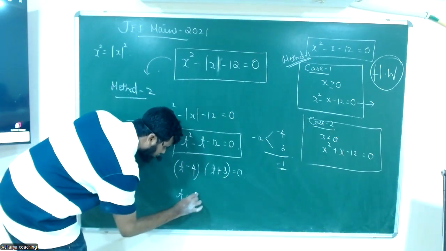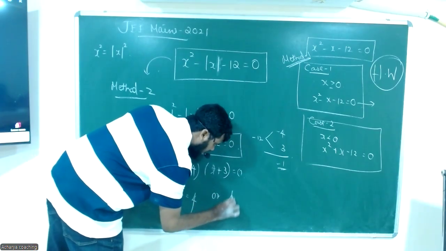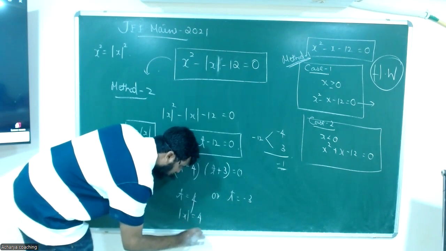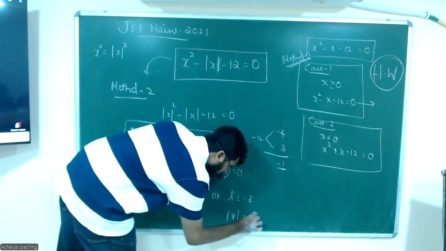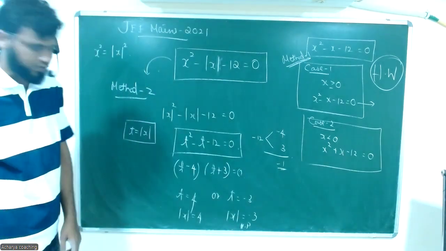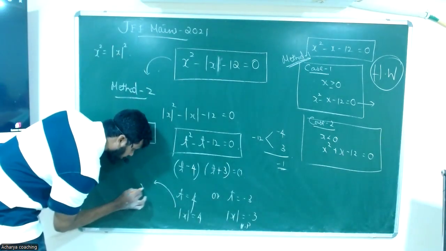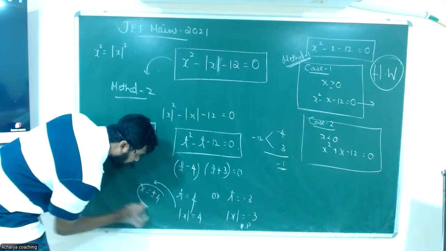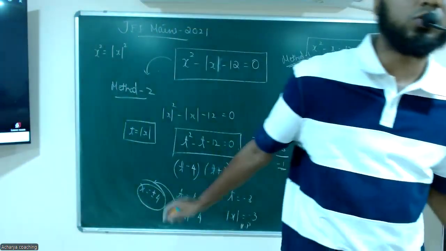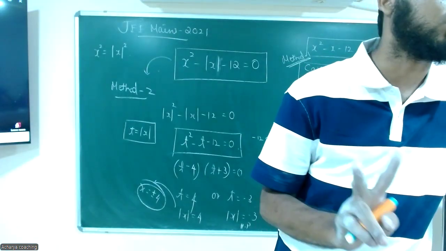What is the t value? 4 or minus 3. What is t actually? Modulus of x is 4, modulus of x is minus 3. From this, can I write? Not possible, right? So modulus of x equal to 4 means x equal to plus or minus 4. They are not asking the solution. They are asking the number of solutions. How many solutions do we have in total? 2 solutions. 2 is the answer.